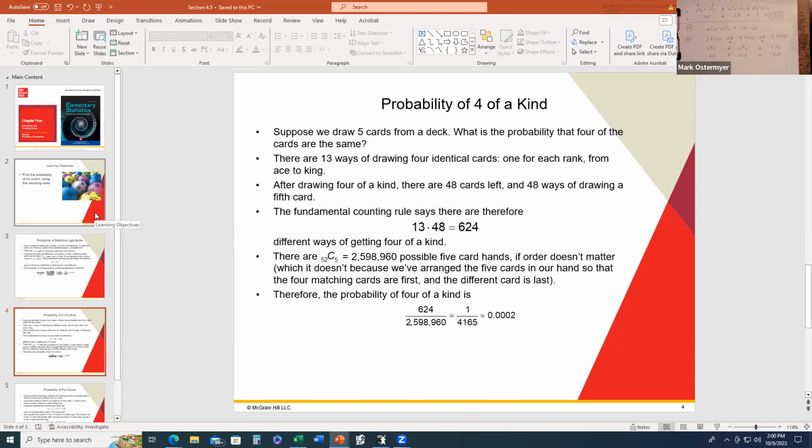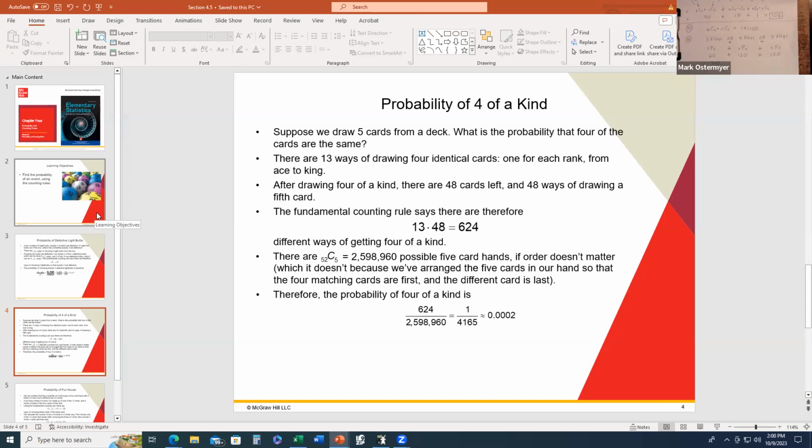All right, let's take a look at this one now. Probability of 4 of a kind. Suppose we draw 5 cards from a standard deck of cards. Of course, a standard deck has 4 suits: clubs, spades, hearts, and diamonds. And there's 13 cards per suit: ace, 2, 3, 4, 5, 6, 7, 8, 9, 10, jack, queen, king. So there's 52 cards total. 4 times 13 is 52. Suppose we draw 5 cards from a deck. What is the probability that 4 of the cards are the same? So later on, we reach into a deck and pull out 5 cards. What's the probability that 4 of the 5 cards we select are the same?